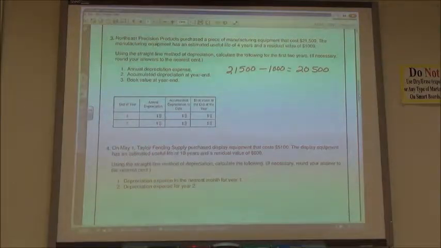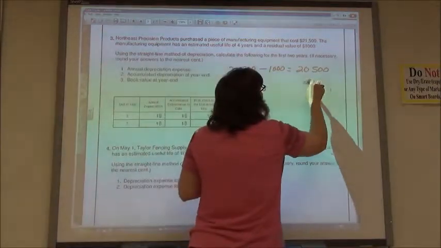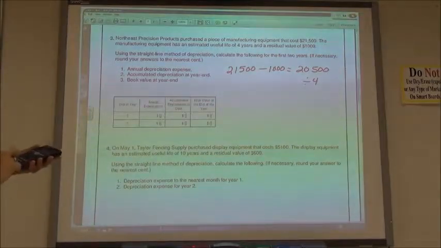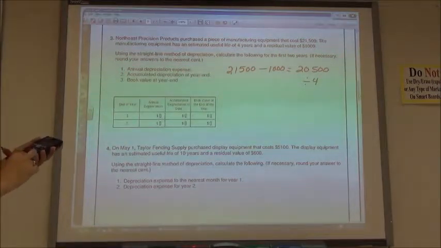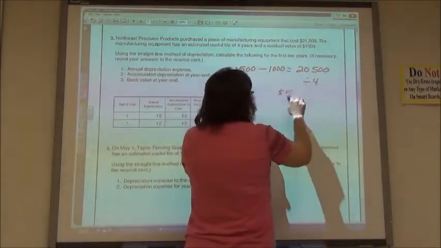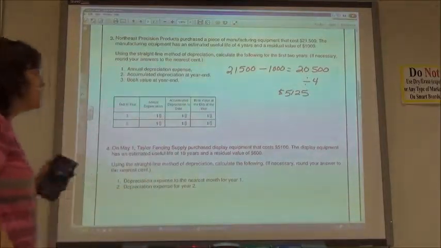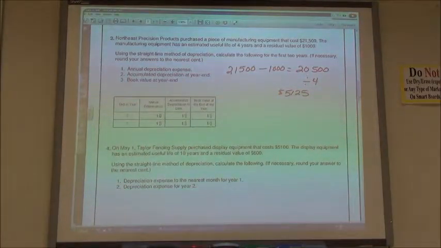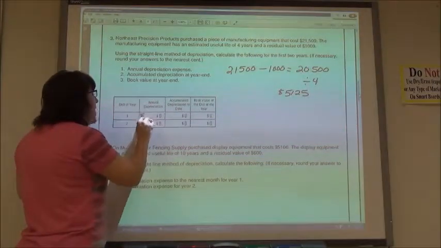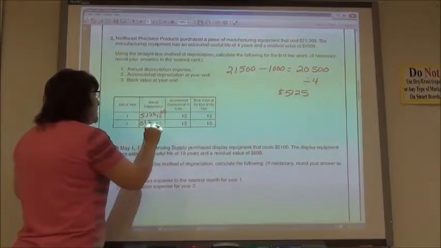We're doing straight line depreciation, so we're going to estimate 4 years of useful life. We're going to say it's going to depreciate the same amount for 4 years. So we're going to take that $20,500 divided by the 4 years of useful life. That means every year it's going to depreciate by $5,125 for the first 4 years. So annual depreciation every year, $5,125. Year 2, same thing.